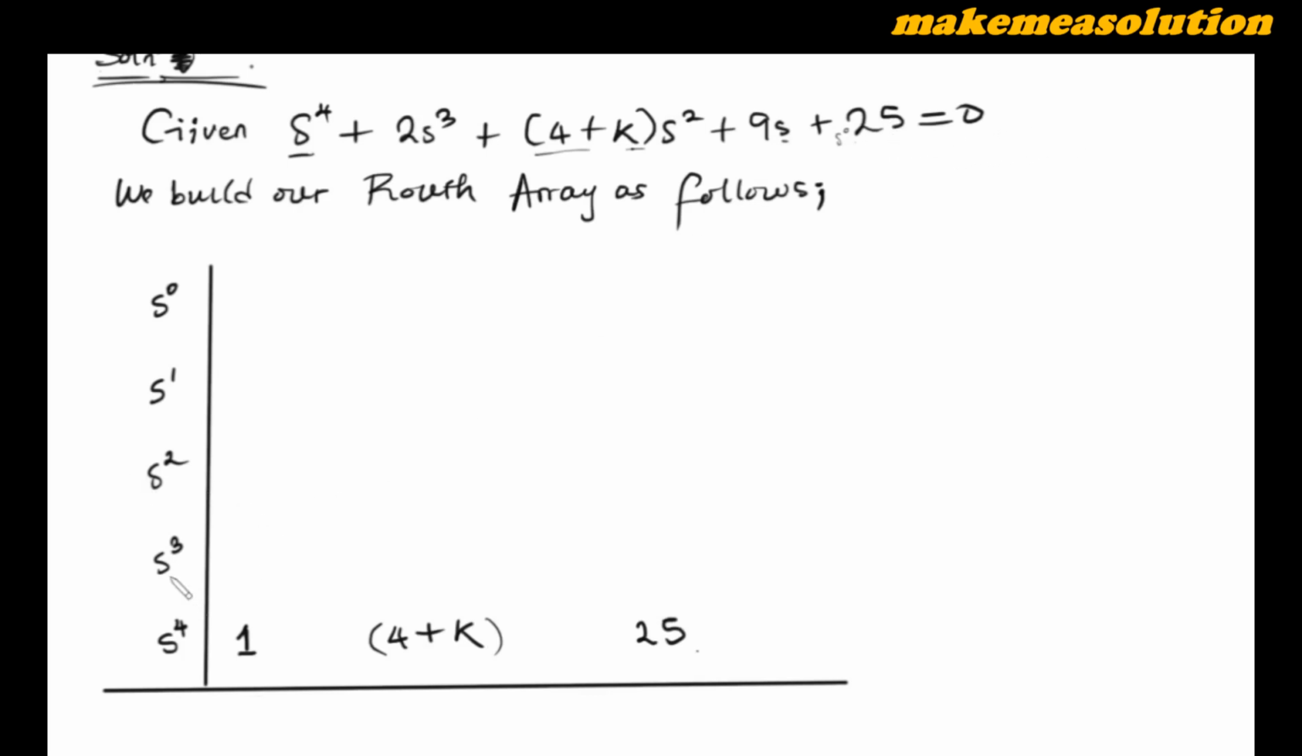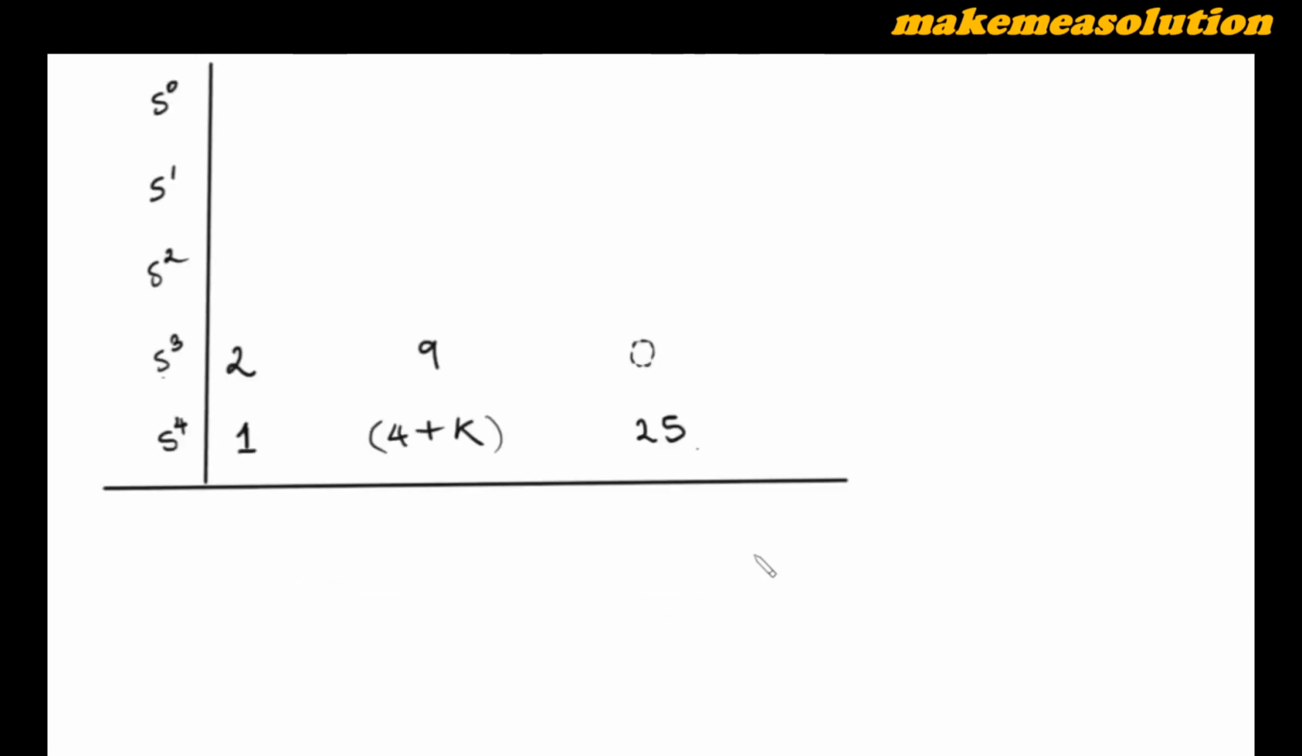So to get the one for s cubed, I'll start with this one, which is 2. Is that okay? So we'll now jump by 1 and we'll go to 9. And since there's nothing to jump to again, you can leave it blank, or you can pad it with a 0. So this is how we are going to find our coefficients here.